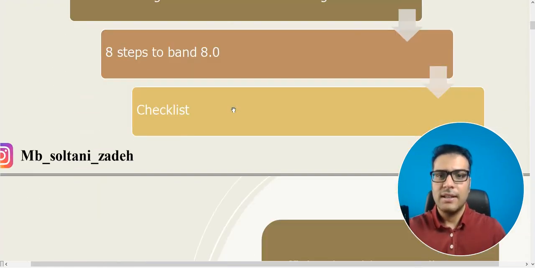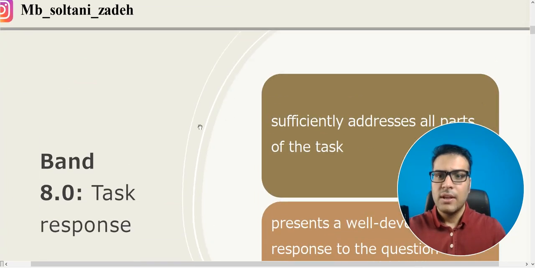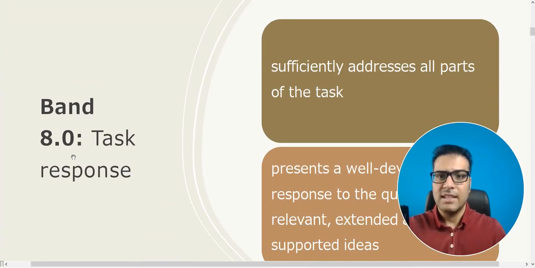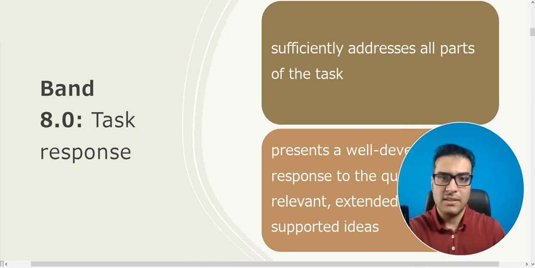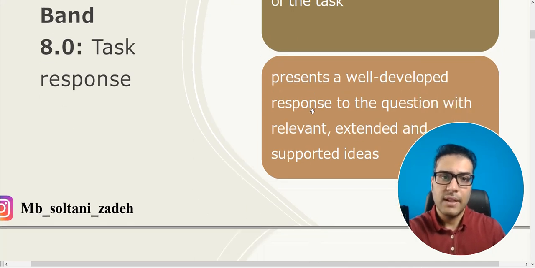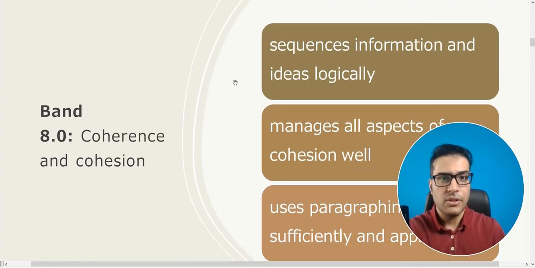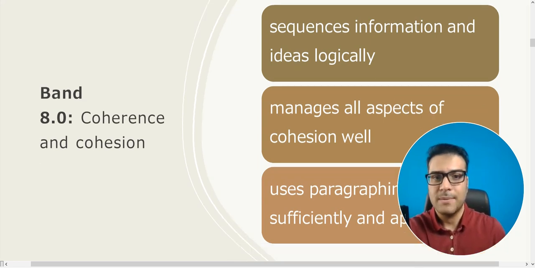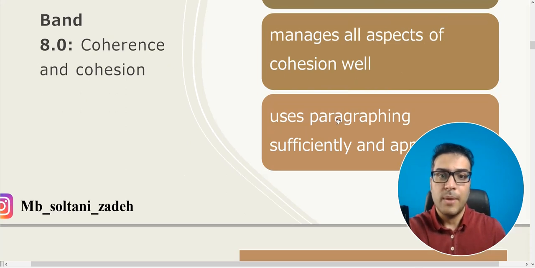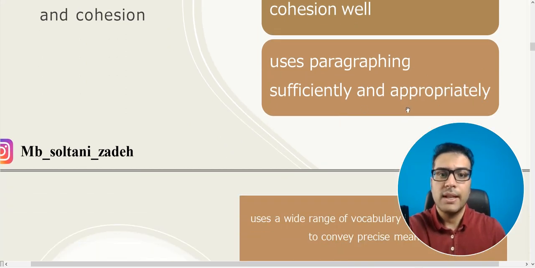Okay, so let's talk about this one. Let's have a look at the task response. In band 8, it is mentioned that the candidate should sufficiently address all parts of the task, and present a well-developed response to the question with relevant, extended, and supported ideas. And in coherence and cohesion, it is mentioned that the candidate sequences the information and ideas logically, manages all aspects of cohesion well, and uses paragraphing sufficiently and appropriately.